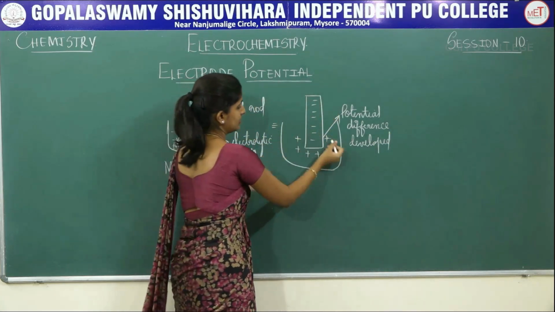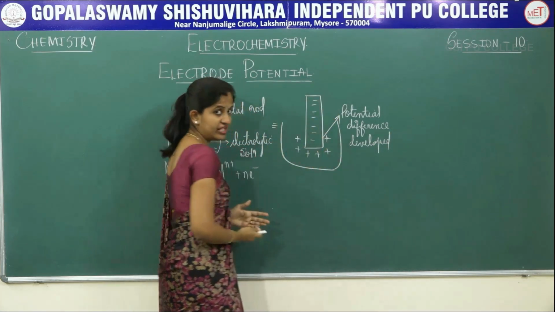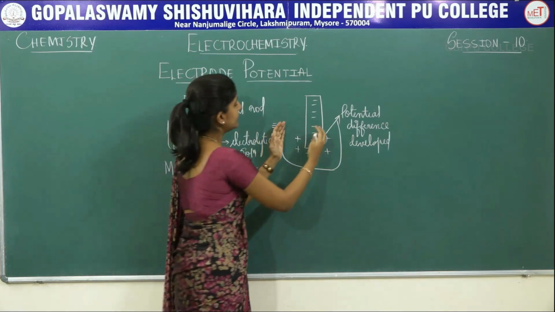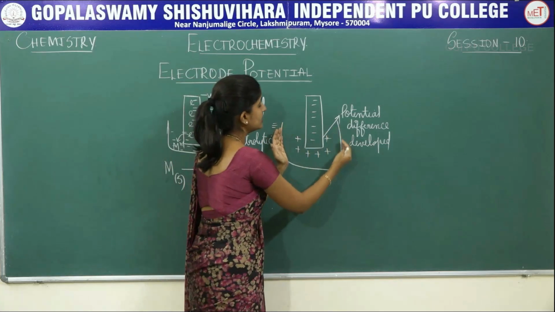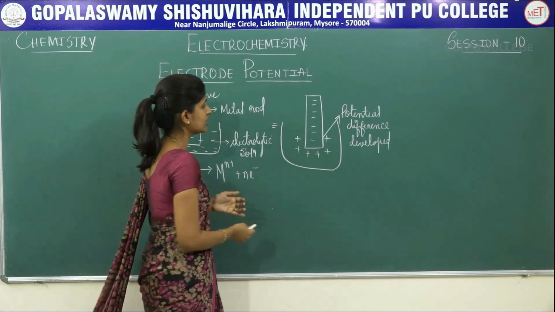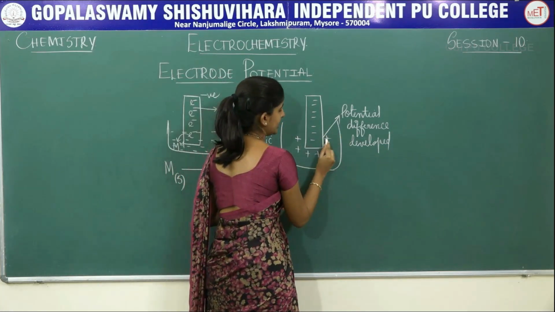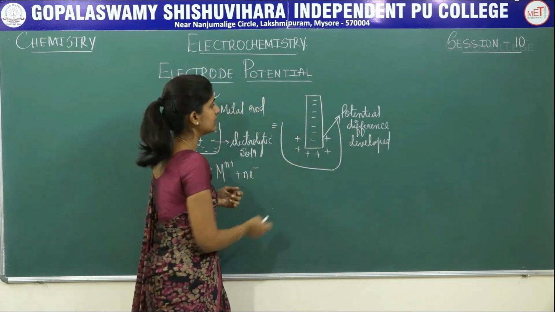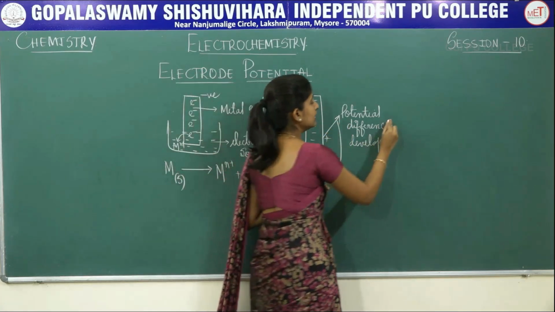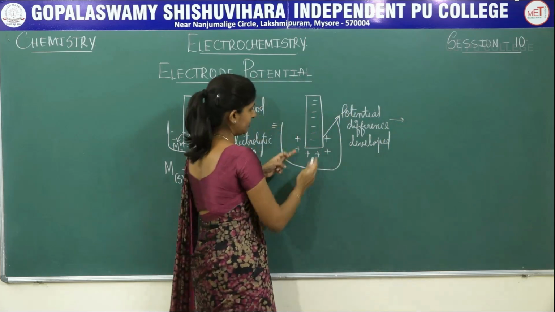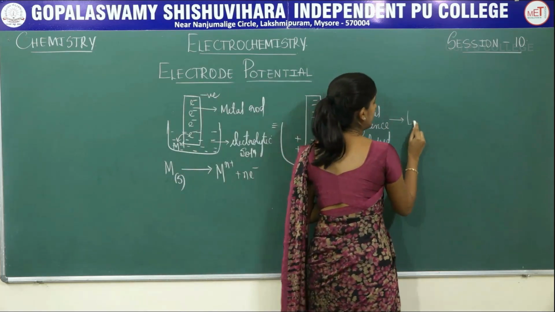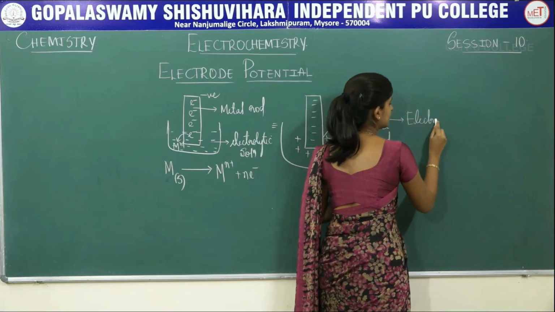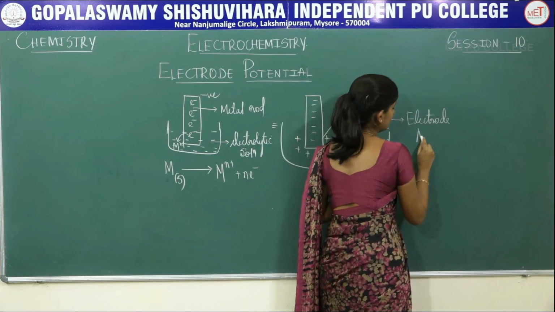Due to charge separation, this rod is negatively charged, being rich in electrons, and the electrolytic solution is rich in cations. As a result, you can think of the electrolyte as positively charged. Due to these different charges, a potential difference develops. This potential difference developed between the electrode and the electrolyte is called your electrode potential.